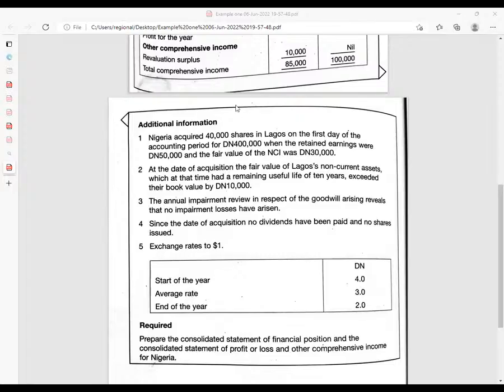Haya, so tuanze na hii straight away. Sasa tunamaliza Nigeria acquired, already have been able to take care of this. Let's take care of number 2. At the date of acquisition, the fair value of Lagos non-current assets, which at that time had a remaining useful life of 10 years, exceeded their book value by DN 10,000.